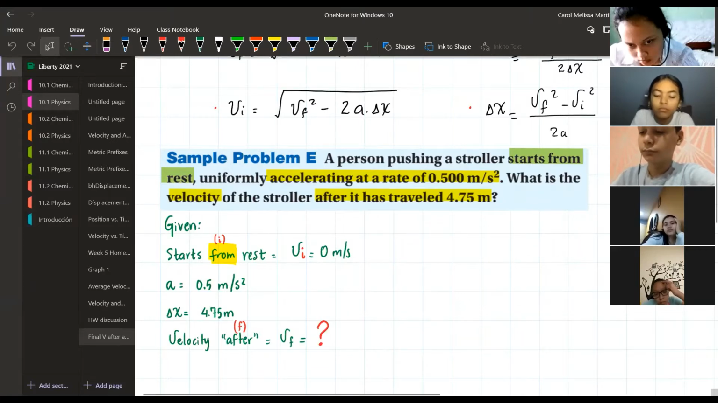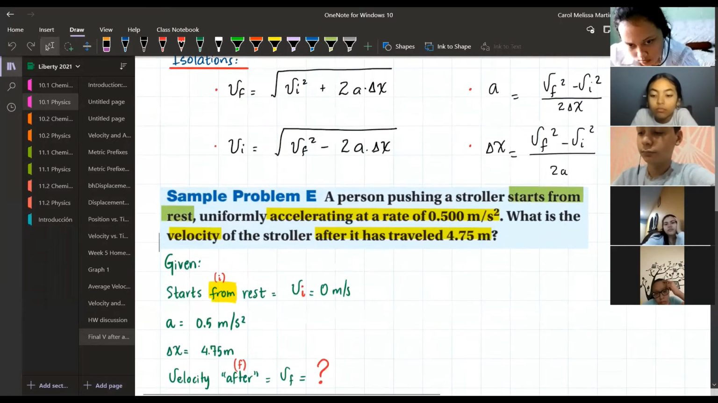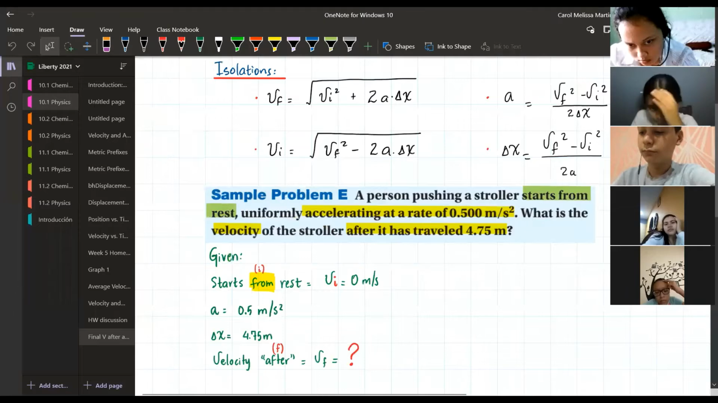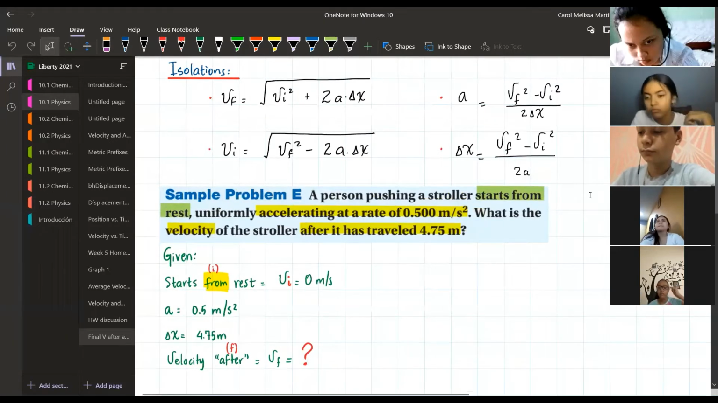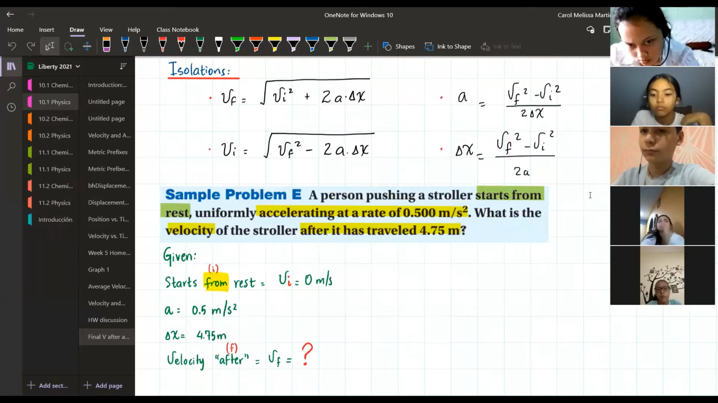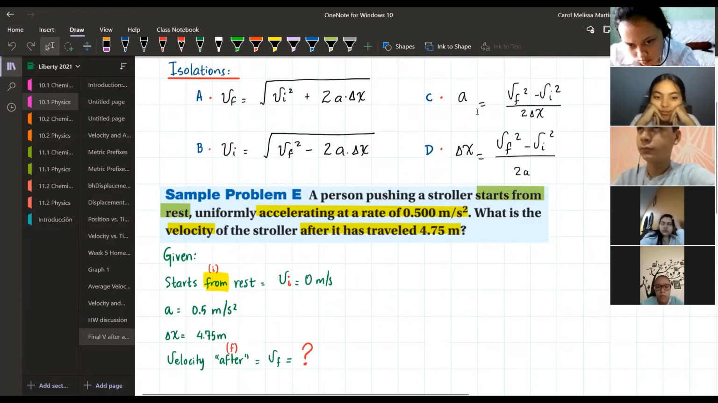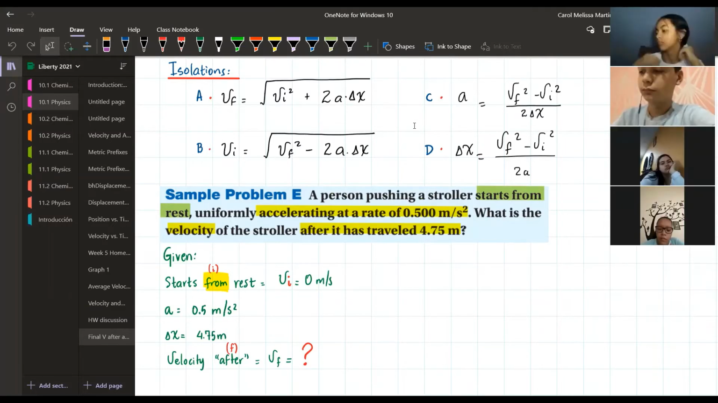So what equation am I going to be using? Remember that I gave you 4 equations, okay? So which one is going to be useful? I'm going to call them by letters. What equation am I going to be using for this problem? A. A, okay? It's already isolated for Vf, so I'm going to be using A.